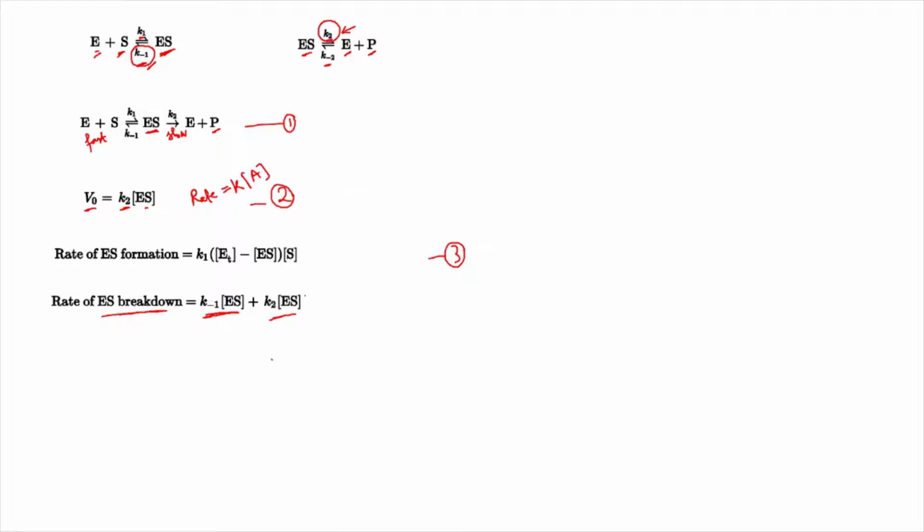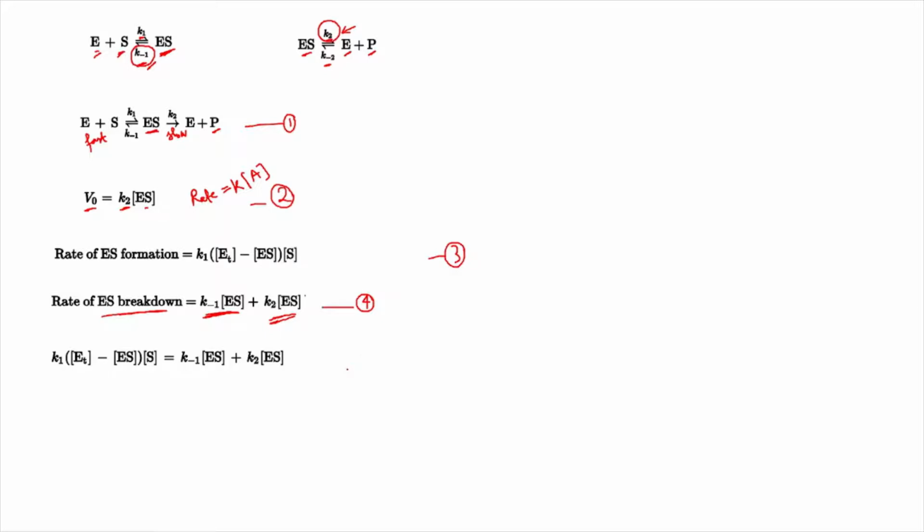So we have to take the two rate constants into account while we determine the rate of ES breakdown. So we write it as K minus 1 into ES plus K2 into ES. Okay, this is our fourth equation.